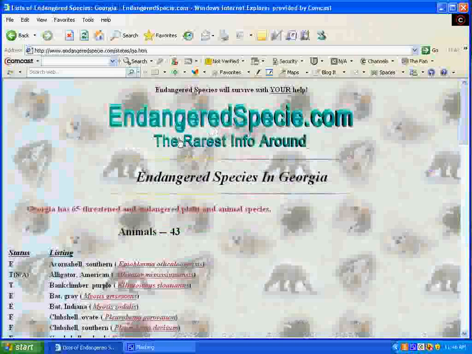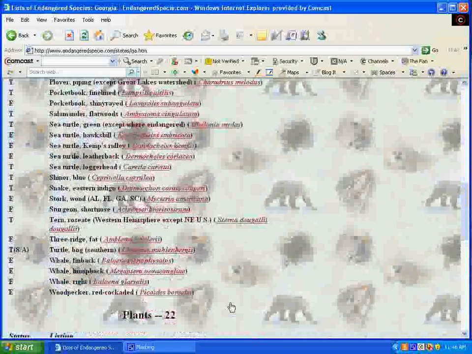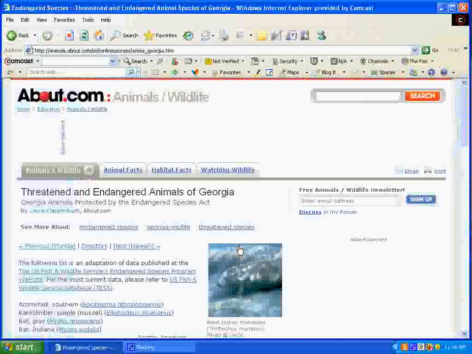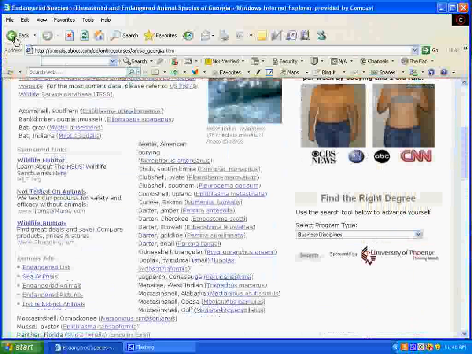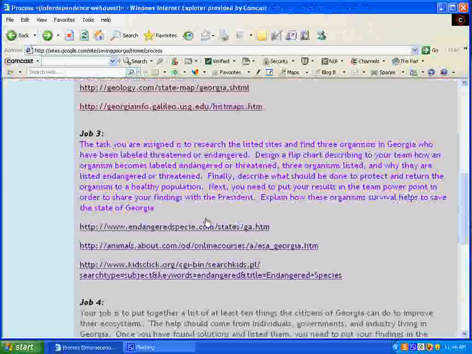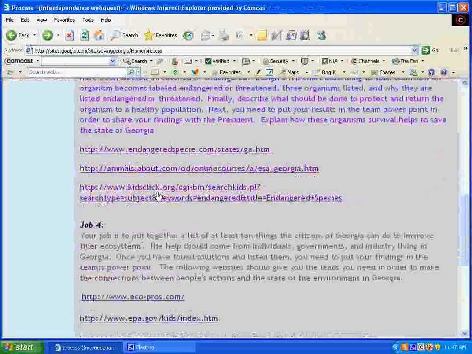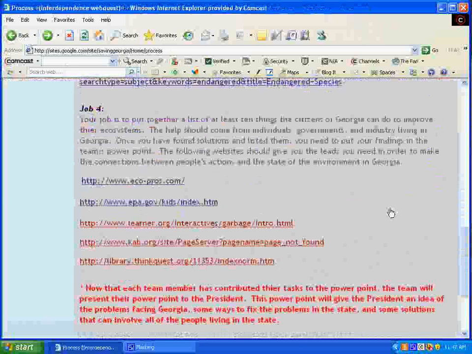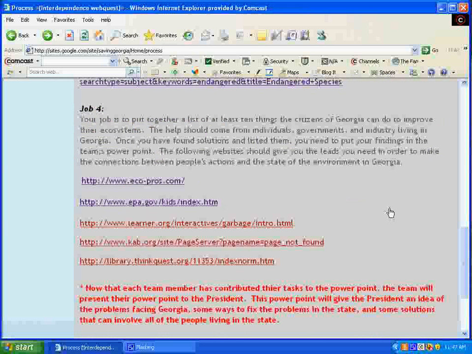This one: Georgia has 65 threatened species. It gives you the animals and the plants. You can pick either one. Plants, as you've learned, are very important to our ecosystem's health. Here's a good one that just gives you other sites to go to. So those are some good ones for the endangered species. That should be an interesting task. I think all 4 of them are, but hopefully you'll all like your tasks.